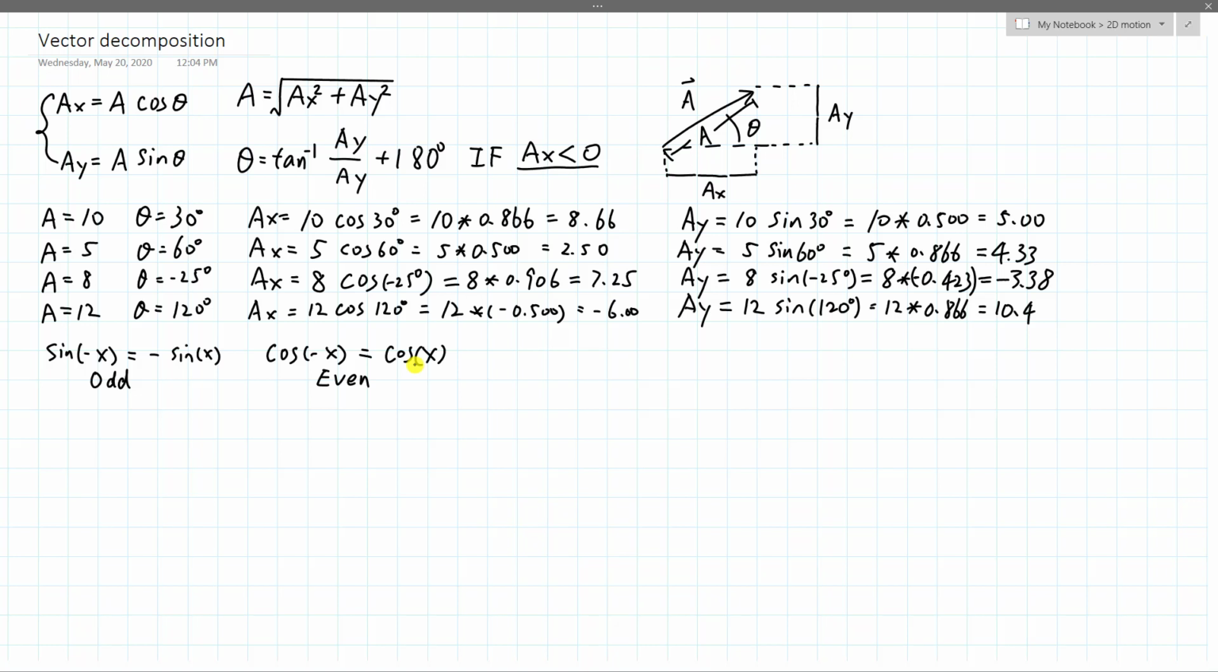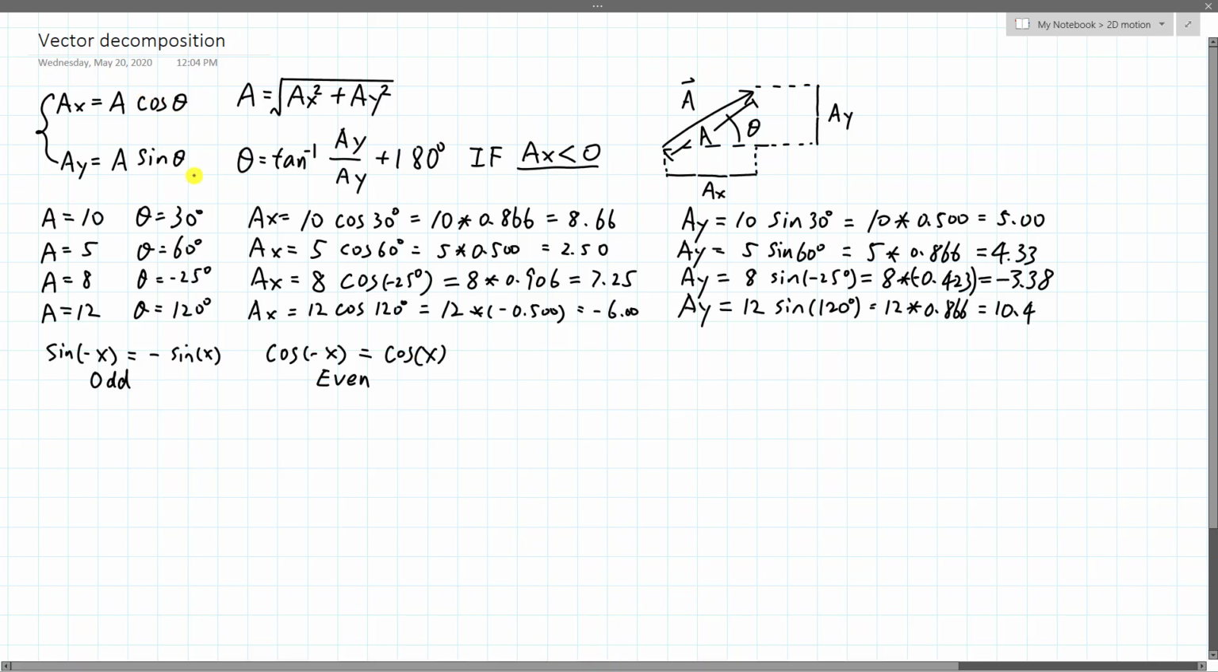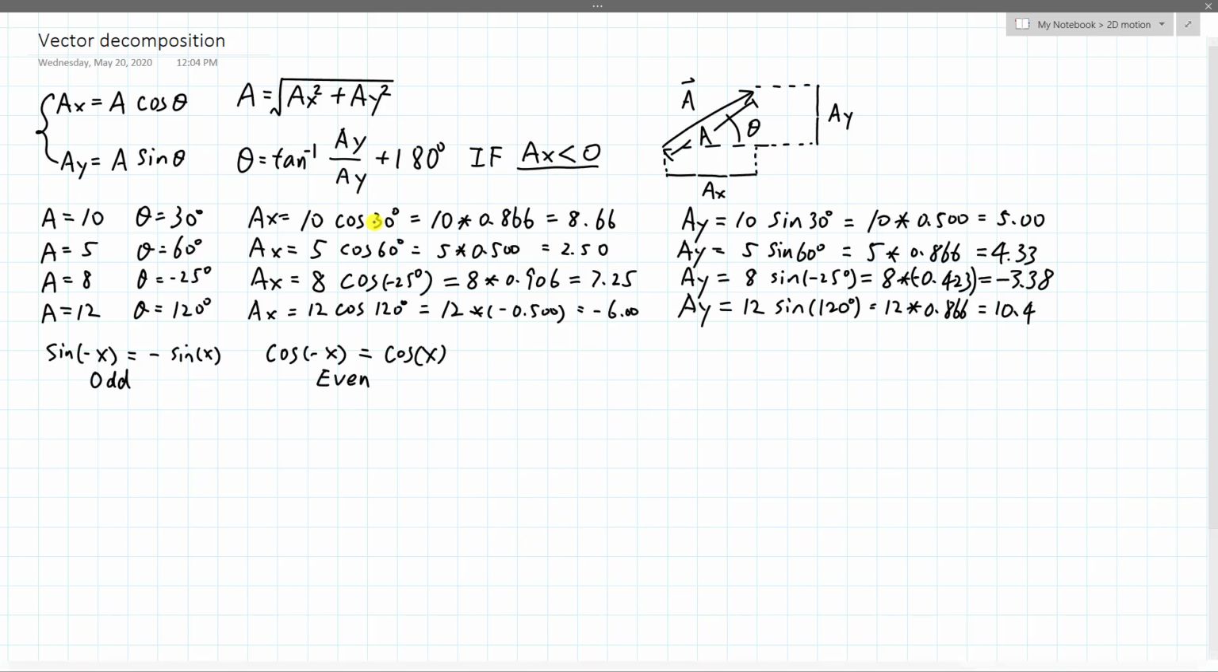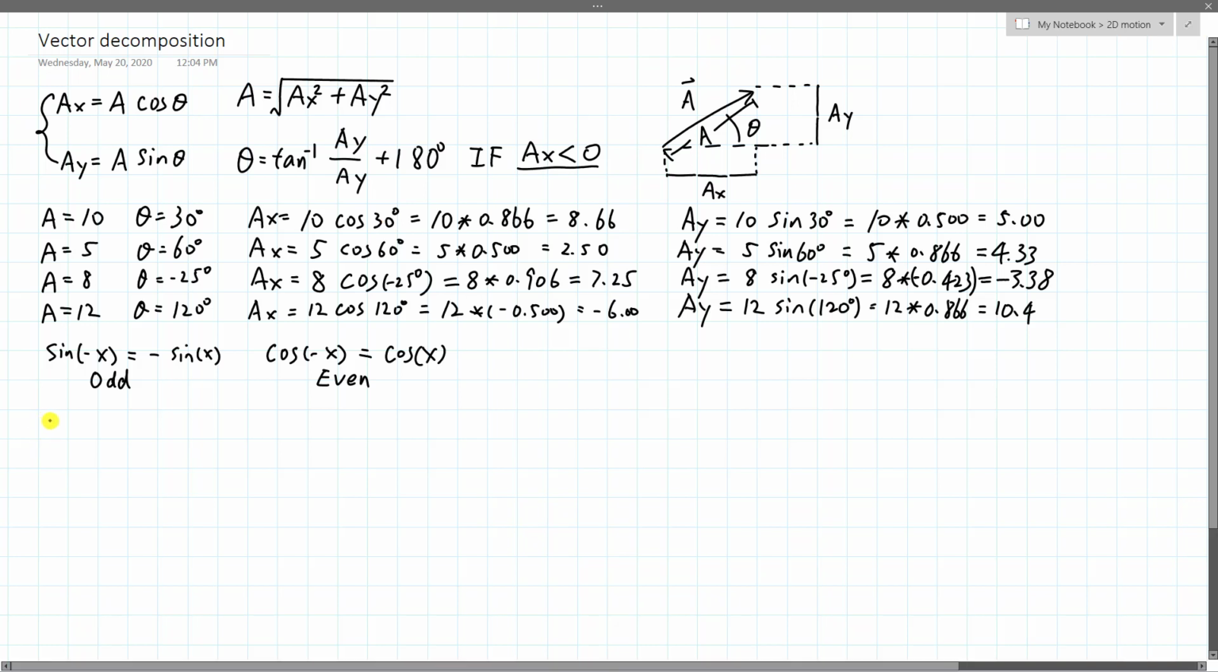Okay, so now we have explored enough of the decomposition. We should also explore the composition, trying to construct the vectors with these components. So I also have 4 examples. So let's go through them. The first one is, let's see, ax is 4. Okay, ax equals 4, and ay equals 3. So we're trying to find a. So a would be the square root of ax squared plus ay squared. So a is equal to the square root of 4 squared plus 3 squared.